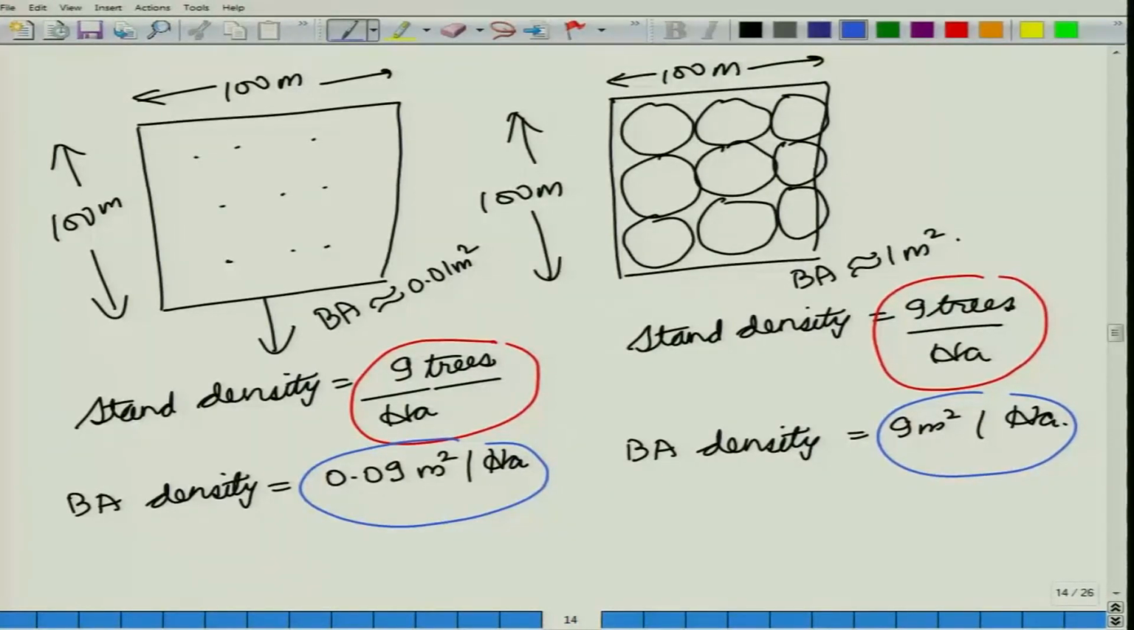So, when do we use the stand density or the number density? We use it in the case of young plantations, because in young plantations you have very thin diameters. In the case of older plantations we go for the basal area density. So, now that we know how to calculate the basal area of a tree and the basal area density of a stand, we shall look into these topics in further detail in the next class.